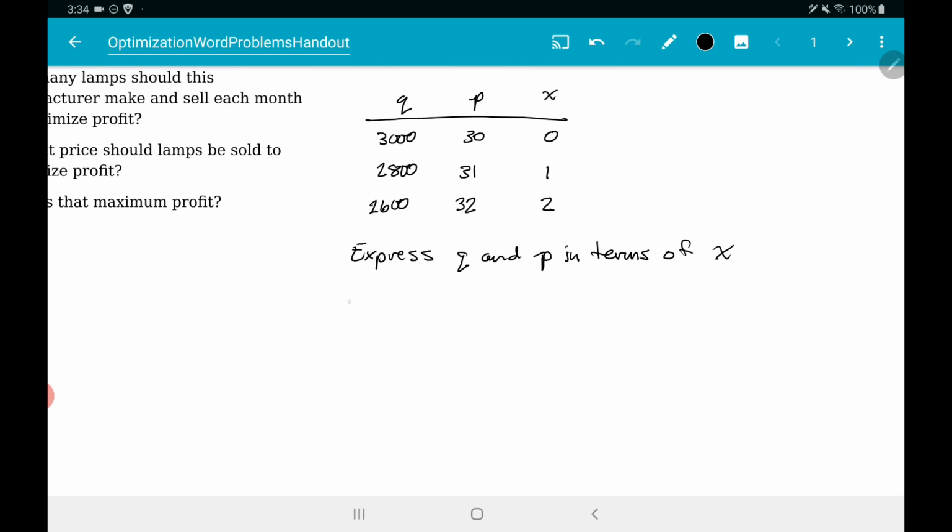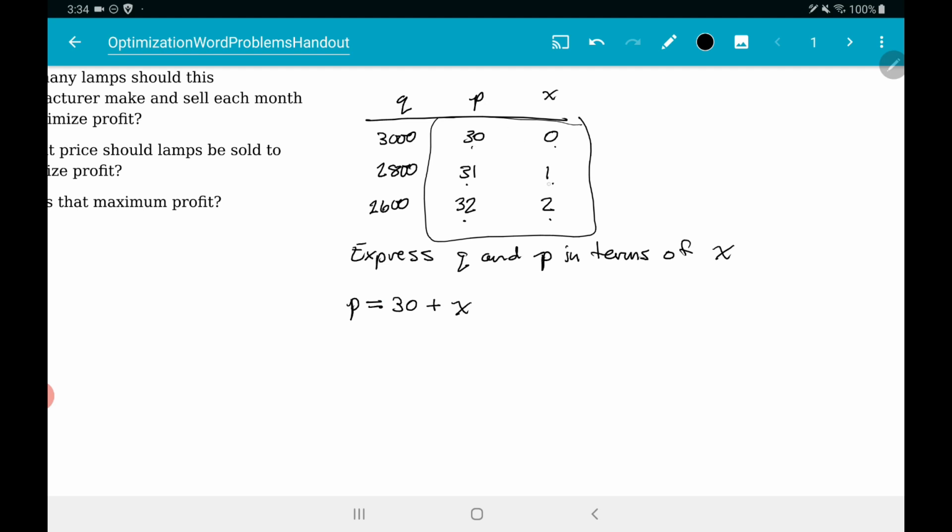Let me start with P. P is pretty simple to look at and see. 30 goes with x equals 0, 31 goes with x equals 1, 32 goes with x equals 2. It should be clear that to get from x to P, just start with 30 and add x. So 30 plus x.